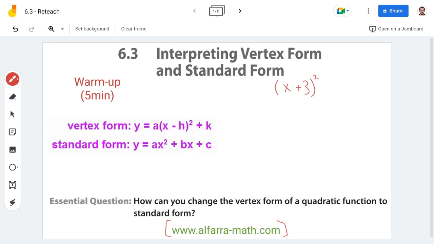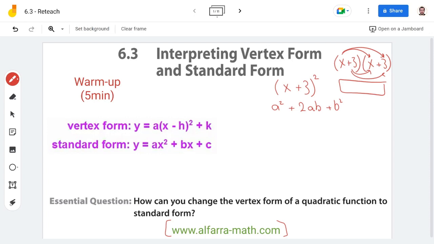If we need to simplify this, we can use the distributive property, which is x plus 3 times x plus 3. We can multiply both sides using the distributive property and we will get the final answer. Or, which is faster, we can use the formula. Do you remember the formula? a squared plus 2ab plus b squared.